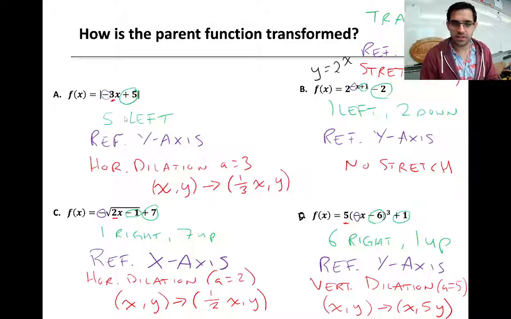You can take a look at these. I think C and D are kind of analogous, and you can read those. B is a little tricky because the parent function doesn't use brackets. For B, the parent function is 2 to the power of x, which means instead of looking for what's in the brackets, we're looking for what's in the exponent. So the negative in the exponent means x's are being reflected over the y-axis, and the plus 1 in the exponent means horizontal translation, 1 to the left.